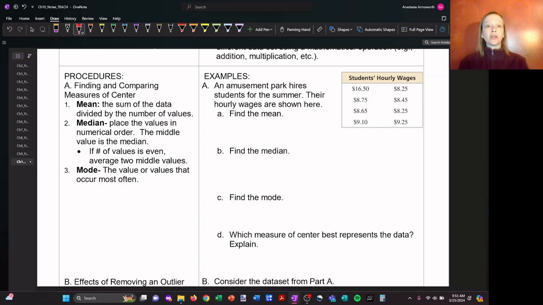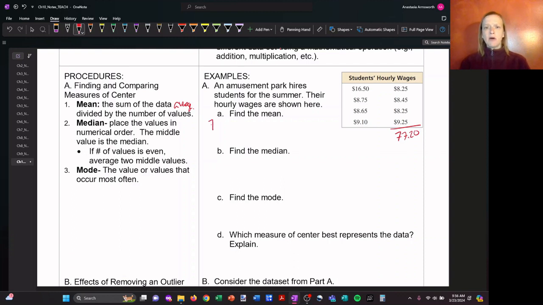Mean is really just another word for average. So to calculate an average, you need to sum all the data points in a data set, and then you divide by the number of values you have in that data set. So if I look at this set of students' hourly wages and I want to find the mean, the first step is to add all the values that I see in the data set. And if I add all these values together, those sum up to $77.20.